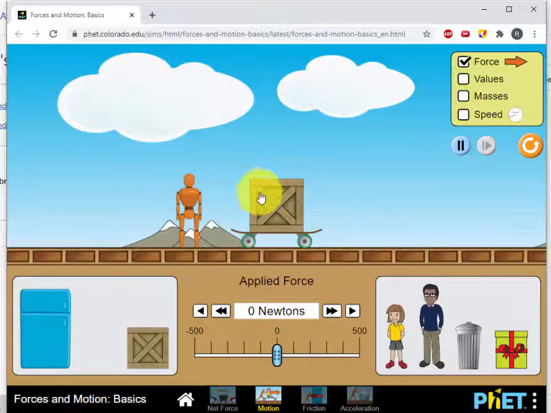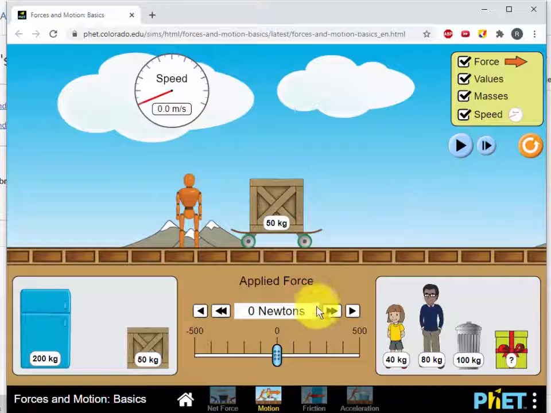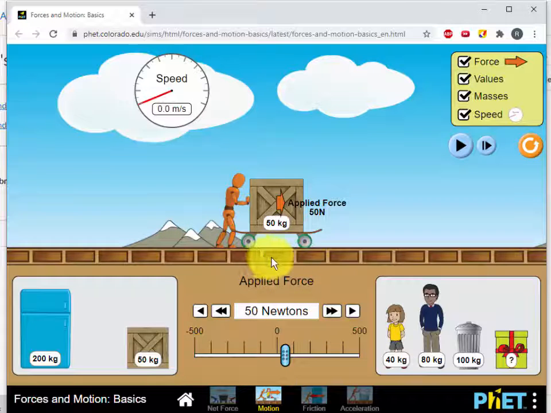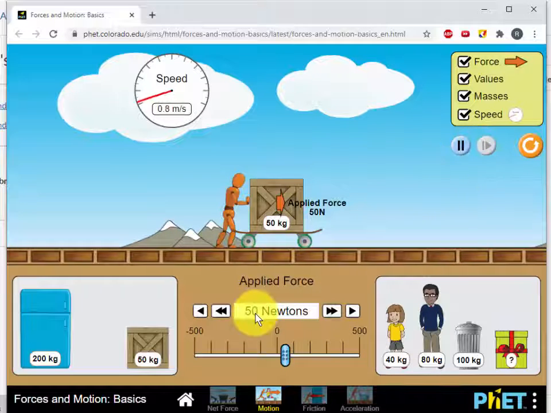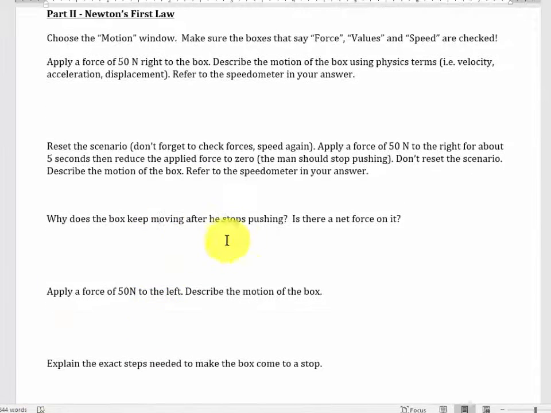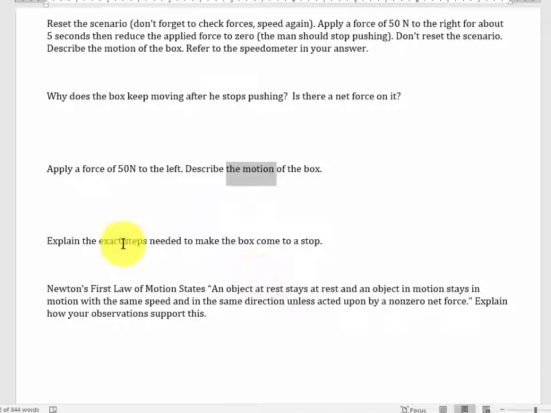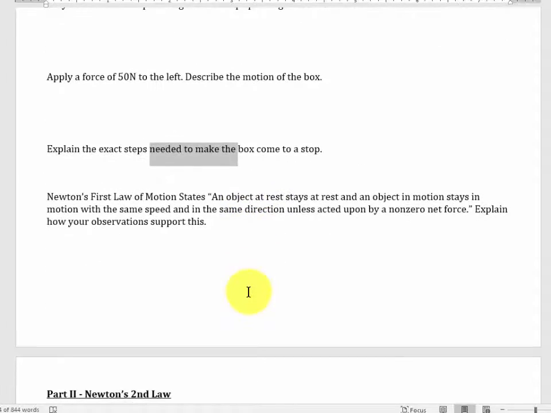Now, I did really quickly reset the simulation here. So what I want you to do is describe the position, velocity, and acceleration as this guy does his little pushing bit after you allow this thing to play. Then I have you reset the simulation. Please check the boxes again and let him push for about 5 seconds and then drop the force down to 0. I want you to then describe the motion of the box and exactly what you need to do in order to make the box come to a stop.